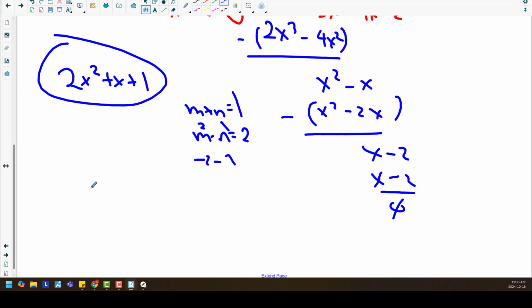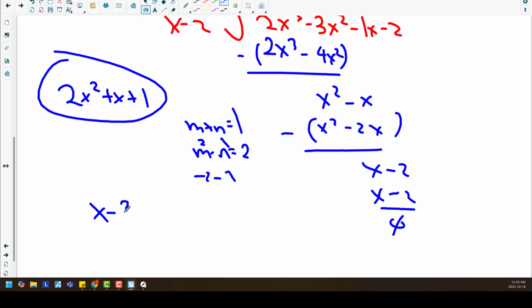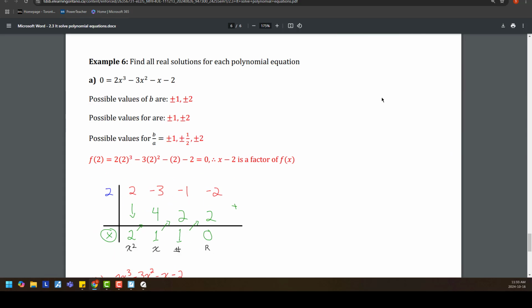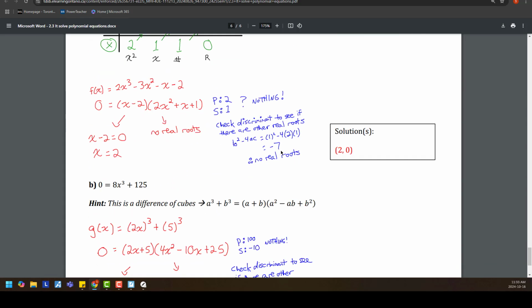So our final answer is just x minus 2, bracket 2x squared plus x plus 1. And the only real solution is x equals 2. Okay, that was it. Yeah, that's what they got.